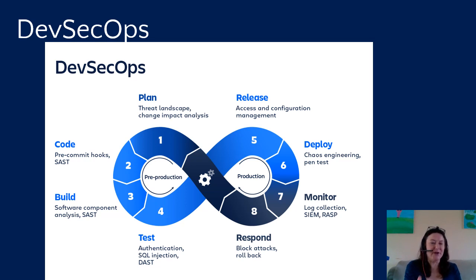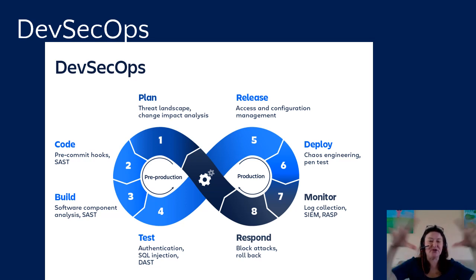Then in build, again, you can have SAST tools doing the same kind of checks at that point. They can also do component analysis. For example, if you're using a NuGet package that has known vulnerabilities, it will let you know before you put it into another environment, and so on. In the testing part, in your unit tests, for example, you might want to check for security vulnerabilities. You might want to check the authentication works in your integration tests. You might want to check for SQL injection protection in your integration tests.